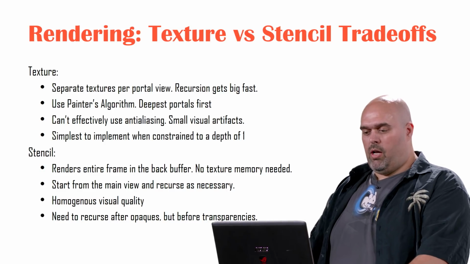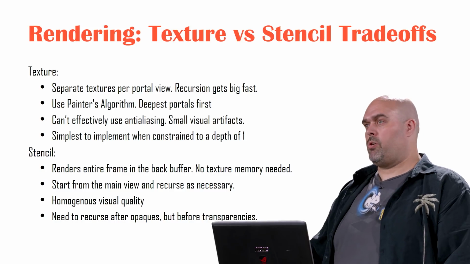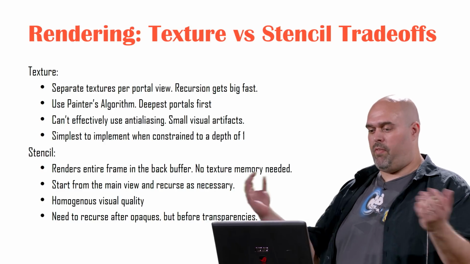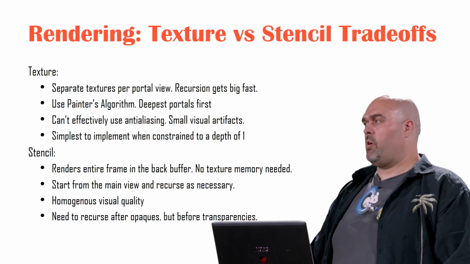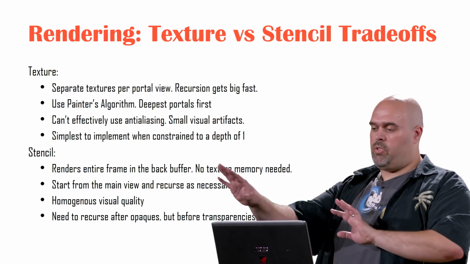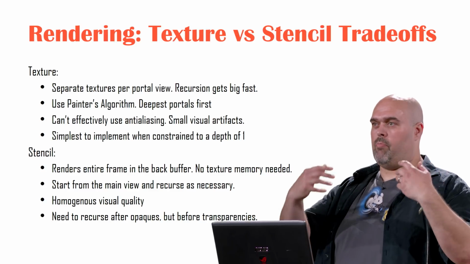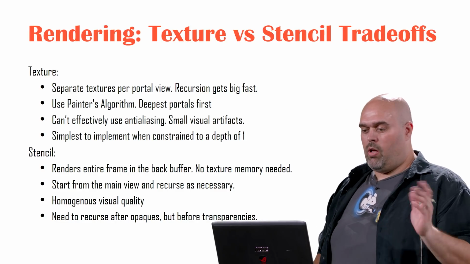So with a texture, you have to have separate textures per portal view, and if you have support for recursion, you have to have many, many textures pre-allocated to do this, so your memory growth gets big very fast. You have to use the painter's algorithm or something like it to render your portals. You basically have to figure out the deepest portal you can see into and render that one first, and then any outward ones from that, you're going to render them because they're going to contain a view of that first portal. So you have to render it in that order.